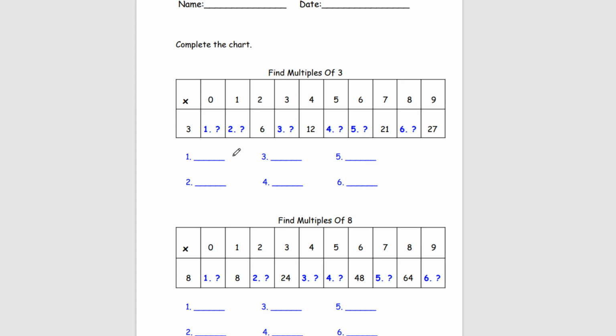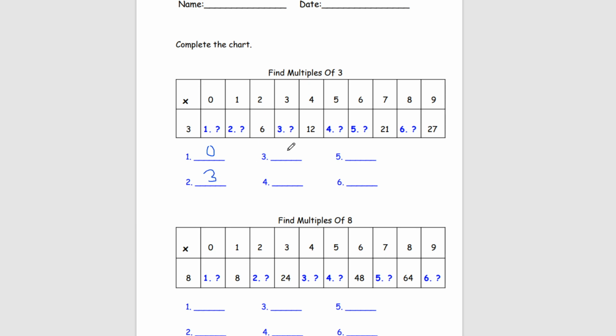So let's start with number 1 here, where x is equal to 0. We're doing 0 times 3. As we know, the zero property means that any number times 0 is always going to be 0. So our answer for number 1 is 0. Same for number 2. We know that any number times 1 is going to be itself. So 3 times 1 is just 3. So number 2 is 3.